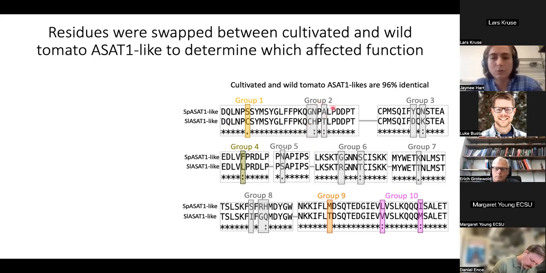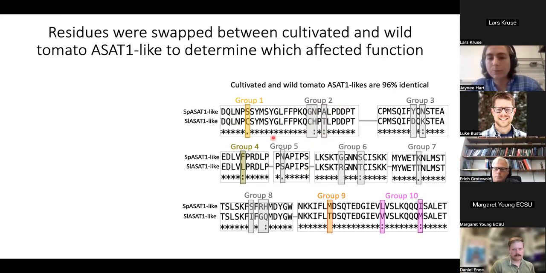So you see this group 2 set of residues here. You have 3 amino acid changes that are kind of on top of each other. So when I did my residue swap, I changed all 3 of these residues from their identity in the cultivated tomato enzyme to make them the wild tomato enzyme version. And that reduced my mutations to study from 17 to 10, made it a little bit easier.